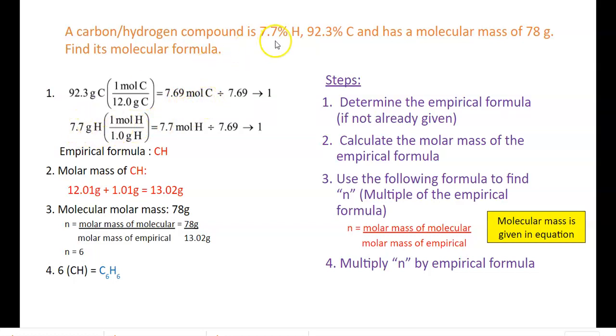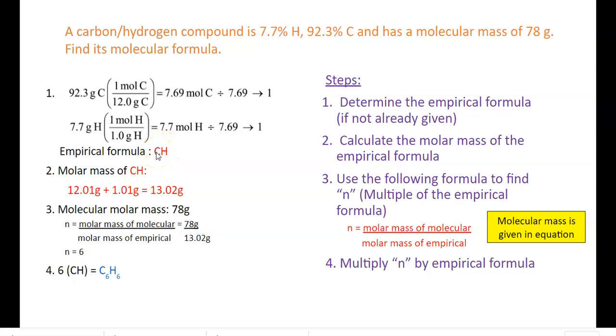Hydrogen, I have 7.7%. Again, hydrogen is 1. I love when we use hydrogen. It's my favorite because really 1 over 1 is 1. 7.7 times 1 is 7.7. So I love using hydrogen. So here, looking here, I have 7.69 and 7.7. I'm going to use 7.69, and when I divide it into both of them, I get 1. So my empirical formula is CH.